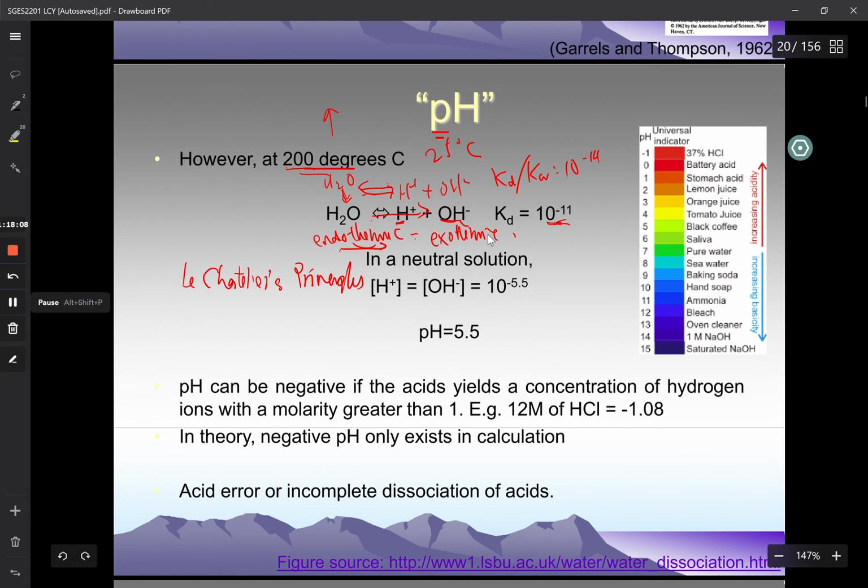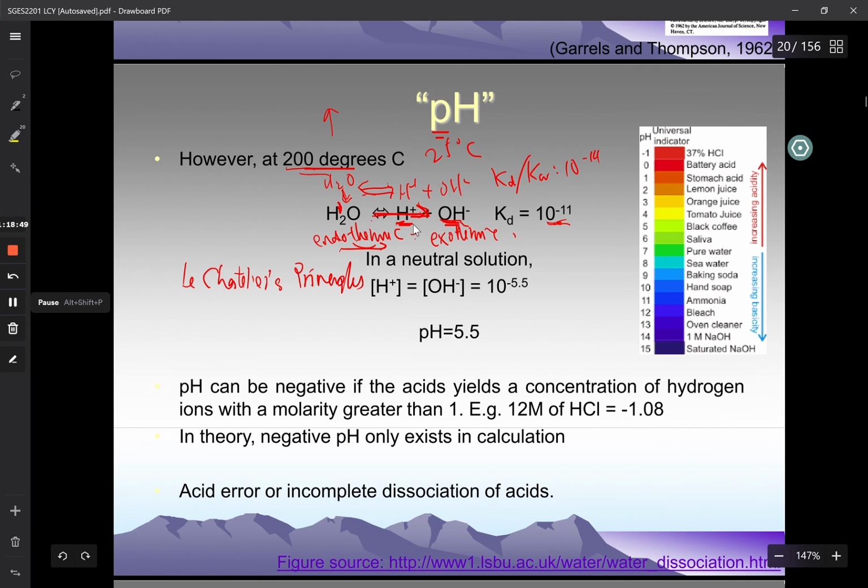So these reactions actually favor the reactions that can reduce the temperature, right? So to lower the temperature for these reactions, you will favor the forward reaction, right? It means that the reaction will go to the right, and you have more energy being absorbed to break the bond and form more of these free ions, the hydrogen and hydroxide ions, right?